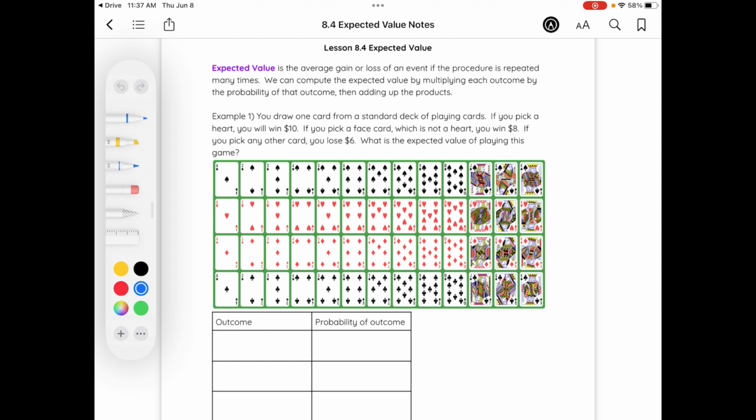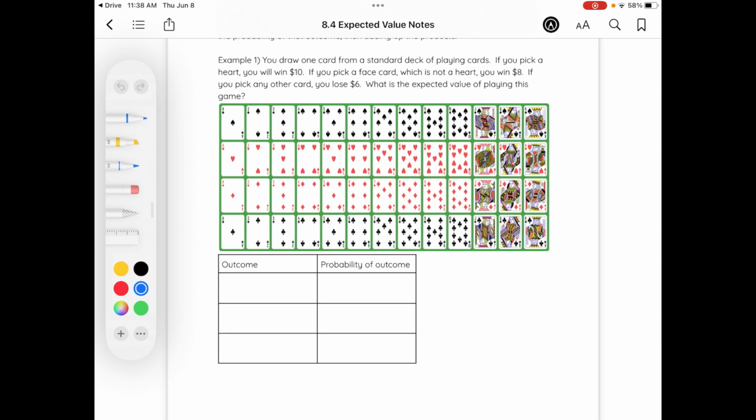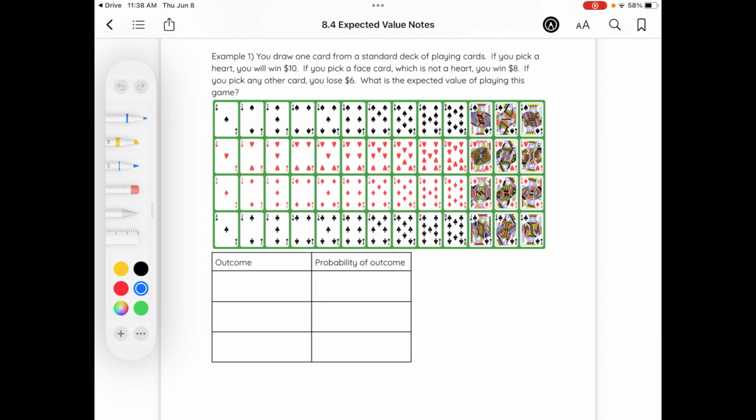So in this game, we're just going to be winning or losing money. However, it's not a pay-to-play game, so we'll talk about what that looks like in an upcoming example. So we have 3 different outcomes here. We have an outcome that will win $10. We have an outcome if we win $8, and then the outcome of losing $6.